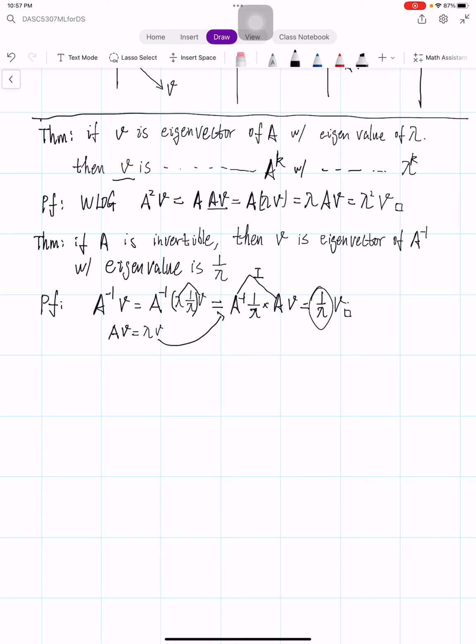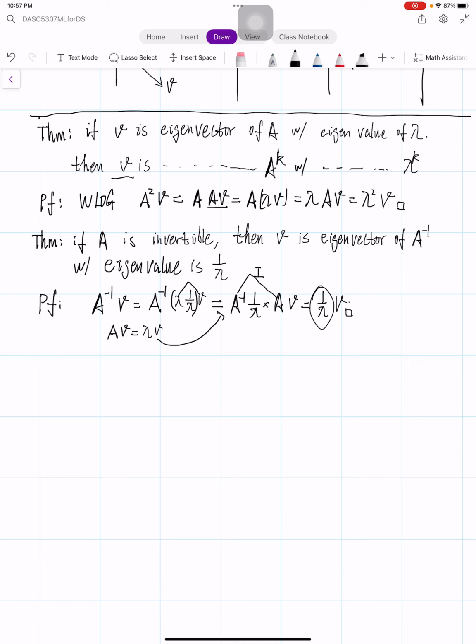Okay, so in other words, when you take the inverse matrix, the eigenvectors don't change, but the eigenvalues get inverted. When you square a matrix, the eigenvectors don't change either. The eigenvalues get squared. Okay, so those are a few properties. Let me pause a little bit and I will continue in the next video.